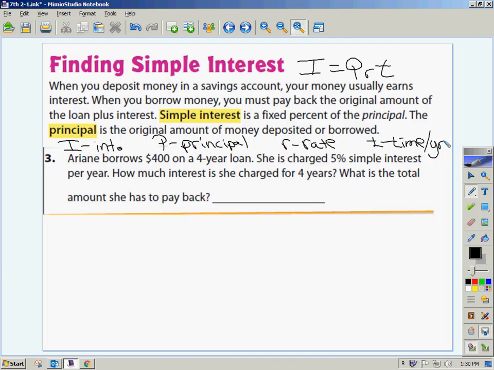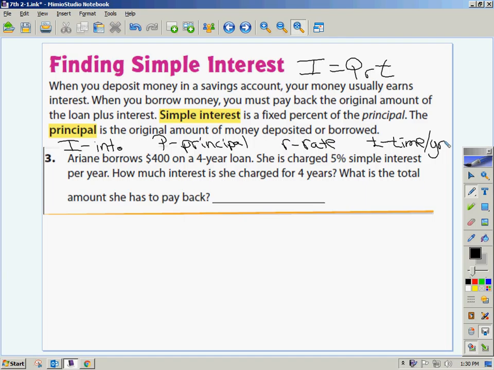Principal is the amount that you initially put in, or the initial amount that you borrow. It's that initial value. That's your principal. The rate is the percentage. T is the time.